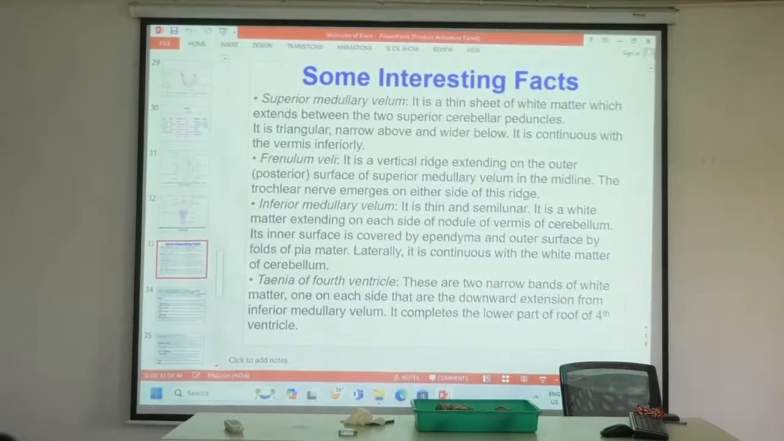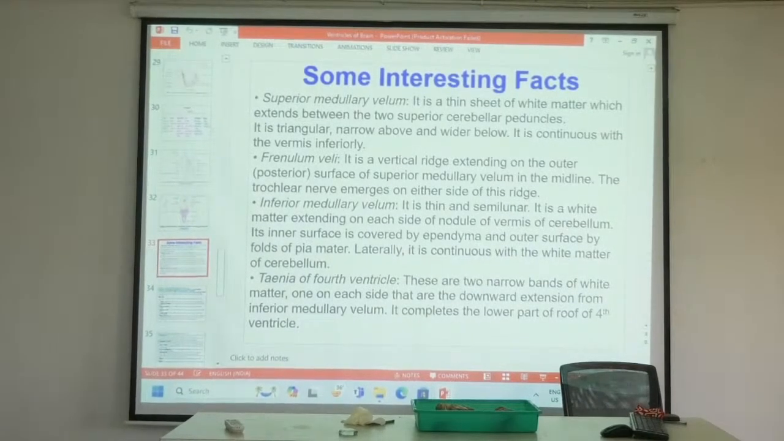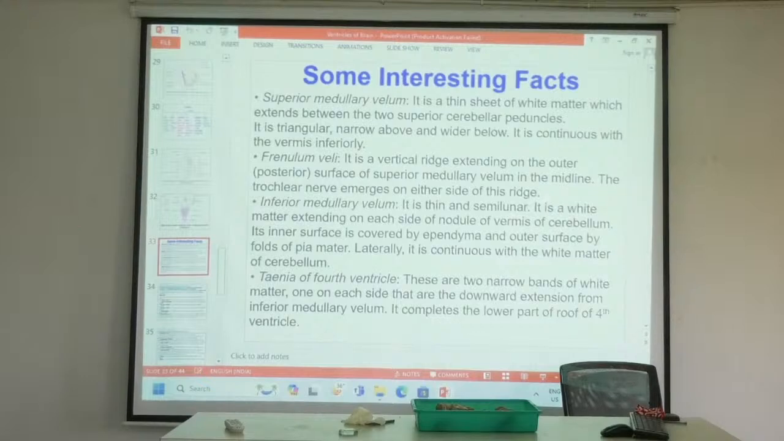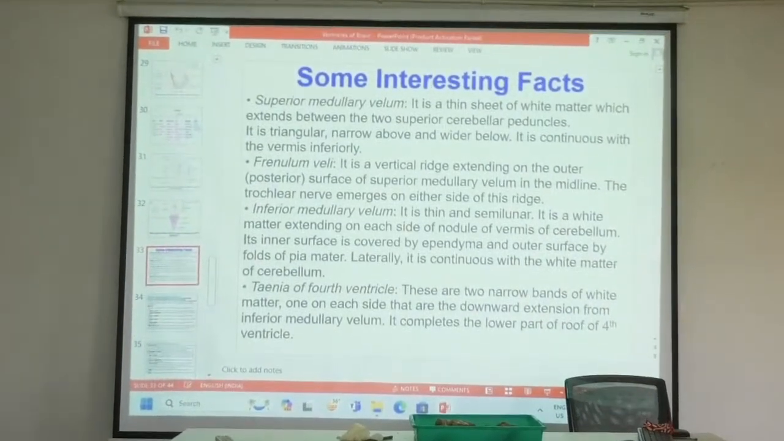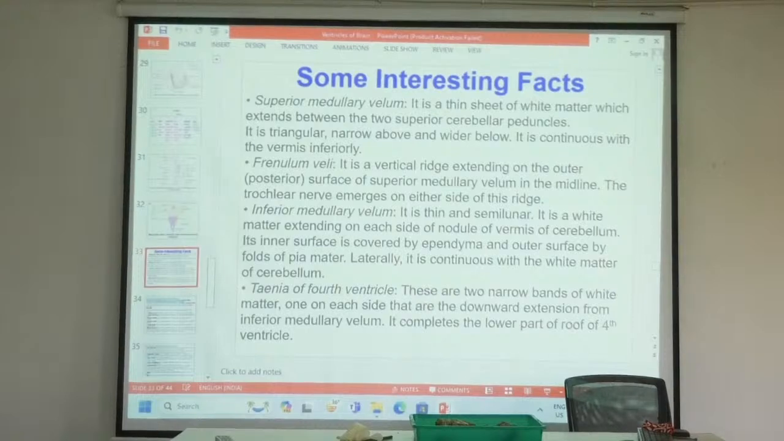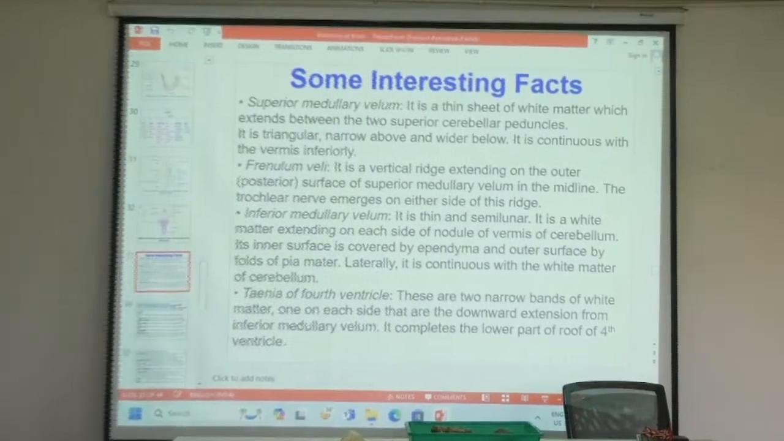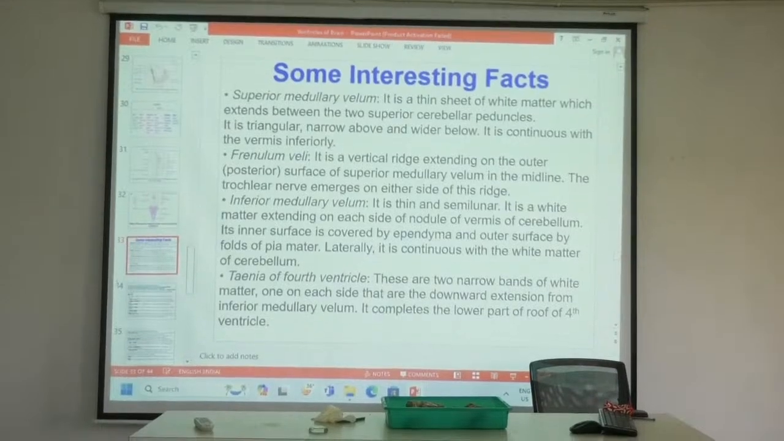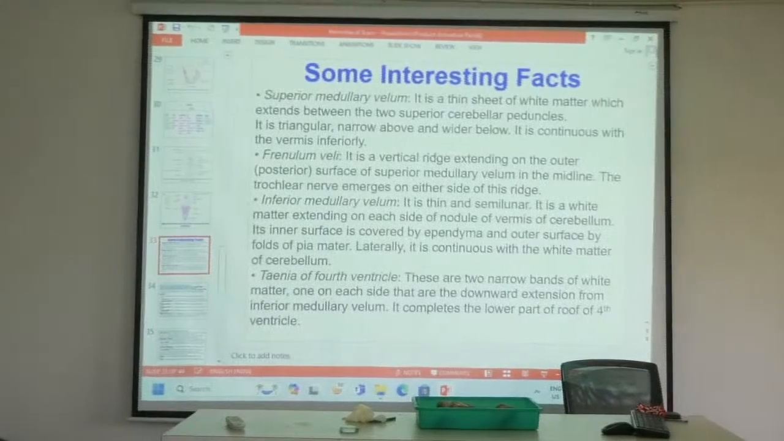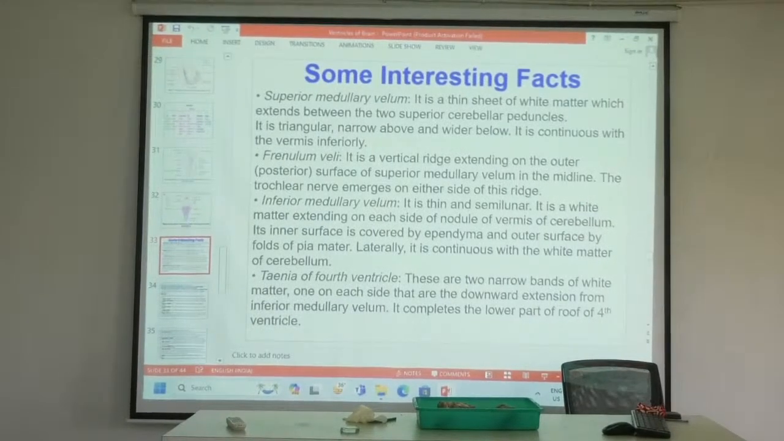The trochlear nerve emerges on either side of this ridge. Inferior medullary velum: it is thin and semilunar. It is white matter extending on each side of the nodule of the vermis of the cerebellum.